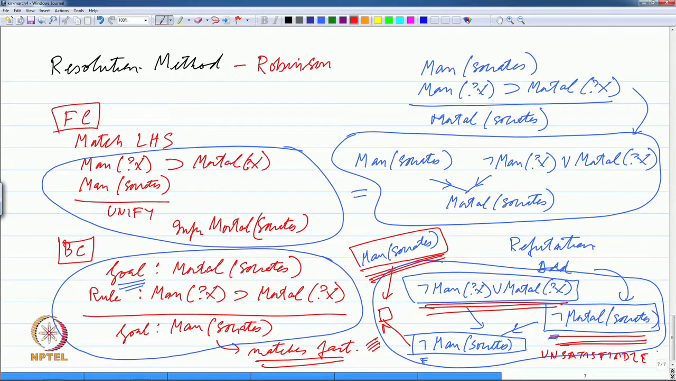And we have gone through this argument. Why do we call them unsatisfiable? Because we can derive the null clause essentially.